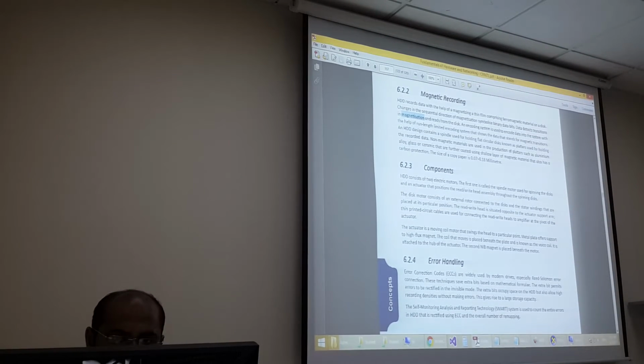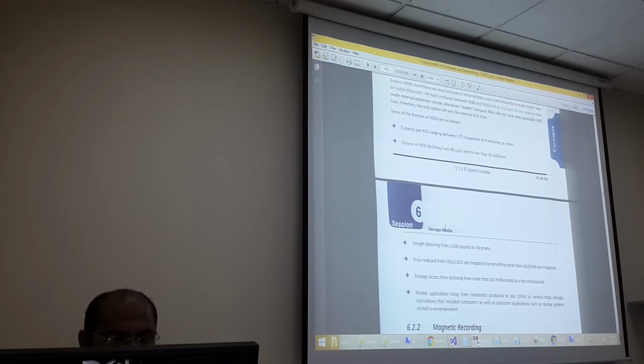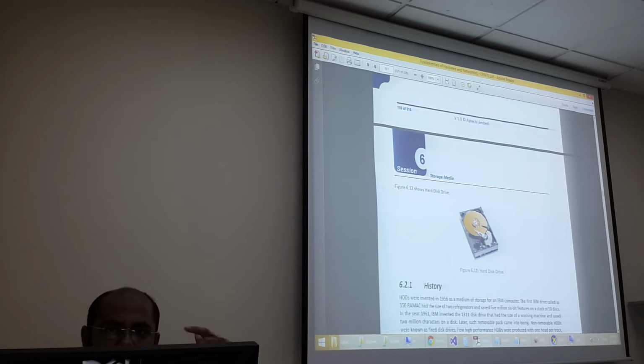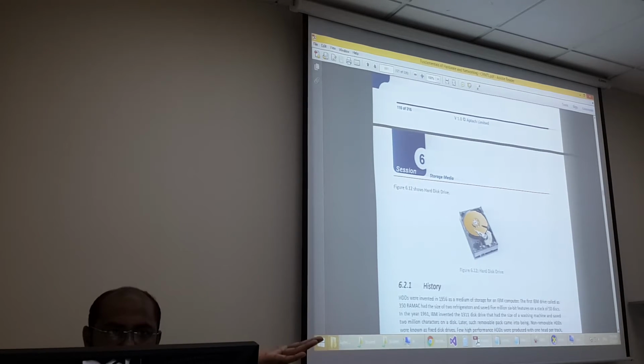So an HDD consists of 2 electric motors. You can guess why you need motors, right? Is it because the disk spins? One for spinning of the disk, and the other one for moving the reading hammer or pin. This is like the old gramophone. Have you seen the gramophone? No? It's an old device.